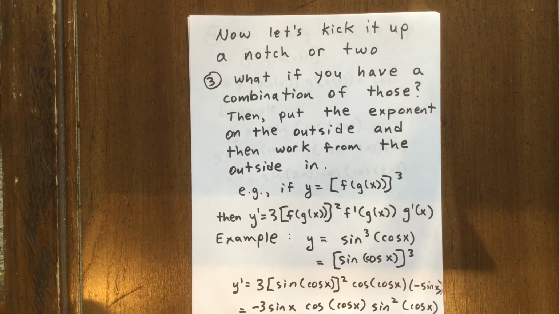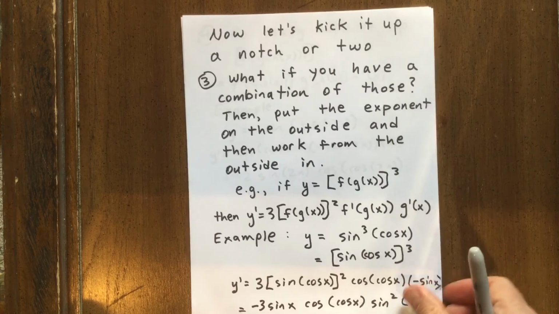And then I like to simplify it a little bit. I have a coefficient here of 3, 1, and negative 1, so my overall coefficient is negative 3. Sine x, cos of cos x, and then I've got the sine of cos x quantity squared. That's actually the same as the sine squared of cos x. And I write it that way. Okay.